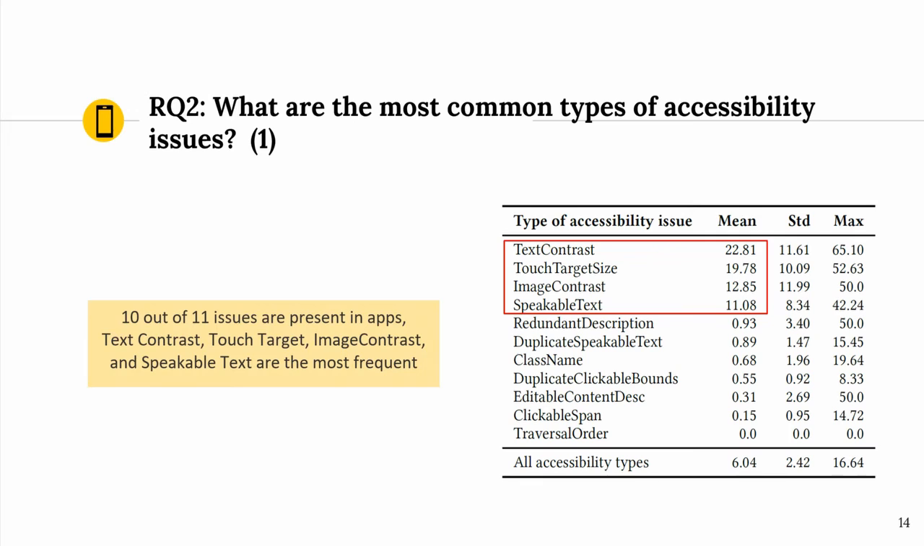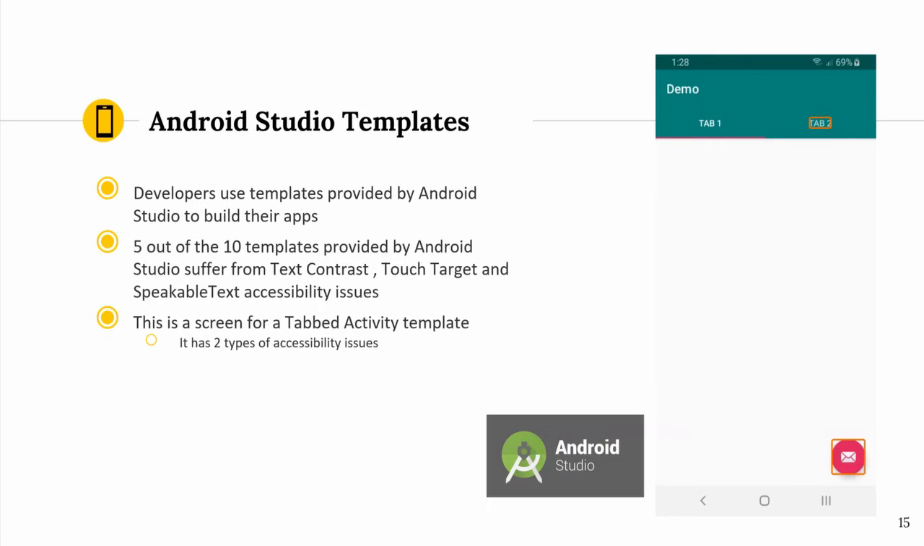So we investigated that and we looked at a couple of things, including Android Studio templates. So Android Studio is the official IDE for building apps in Android, and developers sometimes use those templates that are provided by Android Studio to build their apps. So we analyzed those templates and we found that 5 out of 10 templates provided by Android Studio suffer from different accessibility issues. For instance, a screen built using this tabbed activity template has 2 issues. So we think that the presence of these issues may have contributed to the high number of some of the accessibility issues in Android apps.